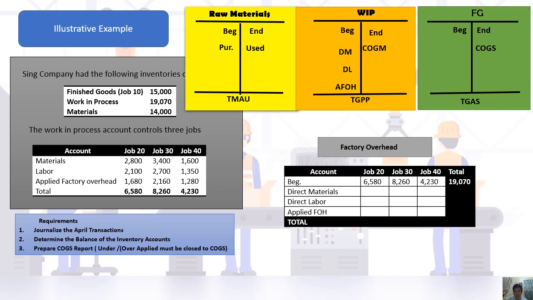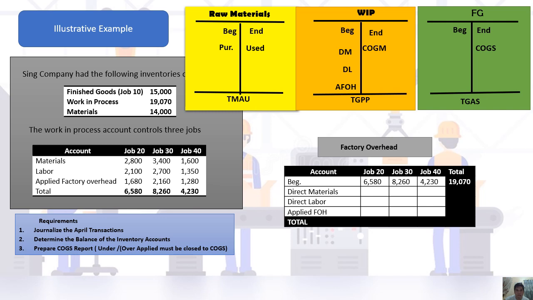Or sa job 20, meron tayong 6,580. Sa job 30, meron tayong 8,260. Sa job 40, meron tayong 4,230. Ang total nun is 19,070 pesos, which is the same dun sa ating work in process beginning. So ito lang yung mga kailangan nating ilatag para mas madali yung ating pag-analyze or pag-kompleto ng ating cost of goods sold report. So dahil meron na tayo dun sa taas na tatlong inventory accounts, so available naman na yung mga beginning inventory, so pwede na natin silang ilagay.